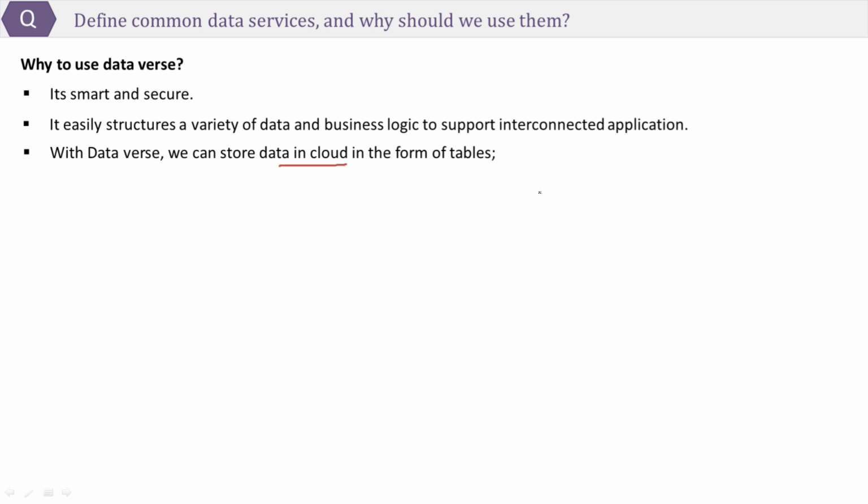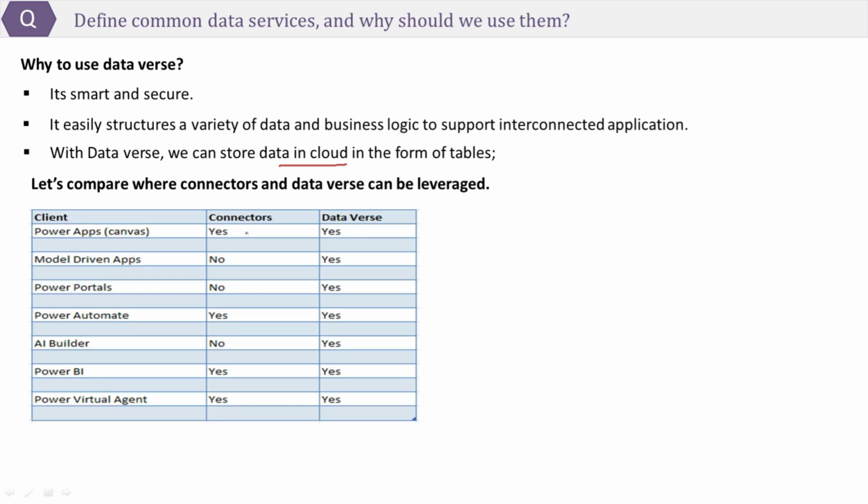Let's see the comparison chart for external connectors and Dataverse. Canvas apps can be built both with connectors and with Dataverse. Model-driven apps and portals can be built only with Dataverse. Power Automate works with both. AI Builder works only with Dataverse. Power BI and Power Virtual Agents can connect with both options. Dataverse can also be used for Microsoft Teams.